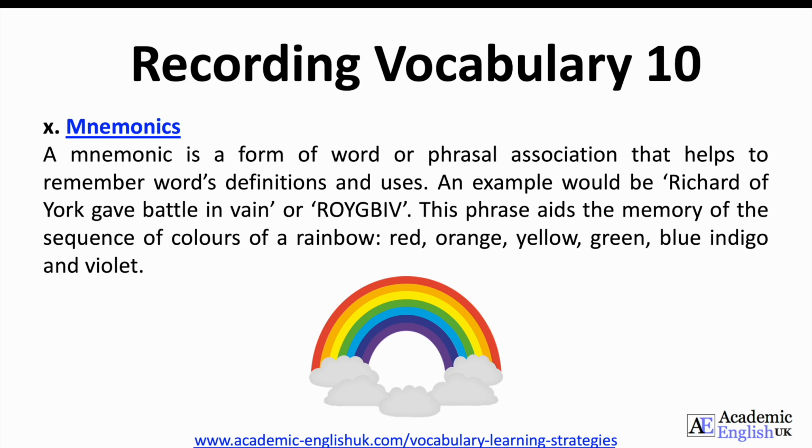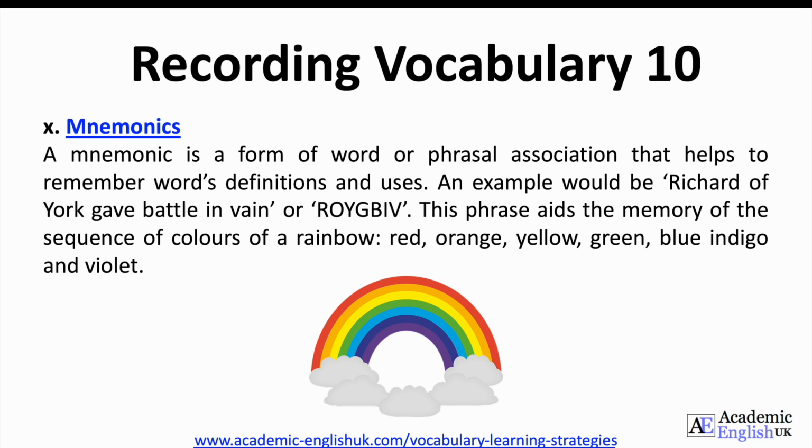And the final one is mnemonics. A mnemonic is a form of a word or phrasal association that helps to remember words, definitions, and uses. An example would be Richard of York gave battle in vain, or ROYGBIV. This phrase aids the memory of the sequence of colours of a rainbow, which are red, orange, yellow, green, blue, indigo, and violet.